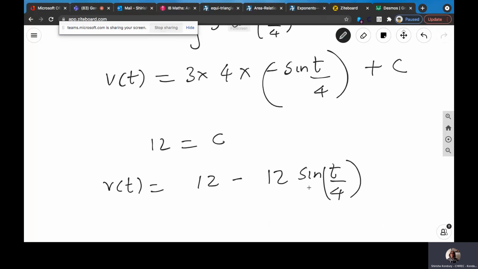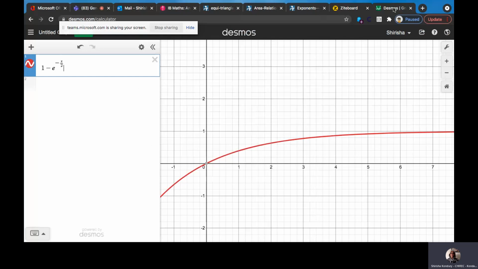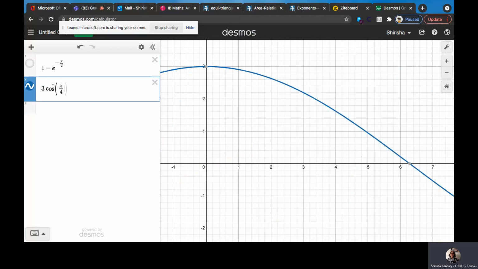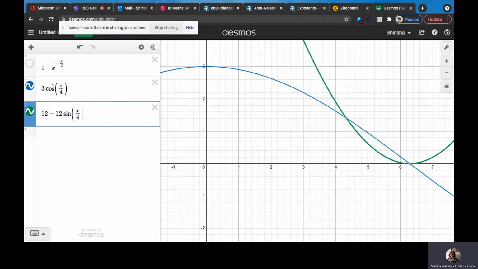So that is the expression for velocity. Let's graph these two and check what the graph of the acceleration and the graph of the velocity look like. The acceleration is given as 3 cos of t by 4. I am not using t, I'm using x on Desmos. And what is the integral value? 12 plus 12 sine t by 4.